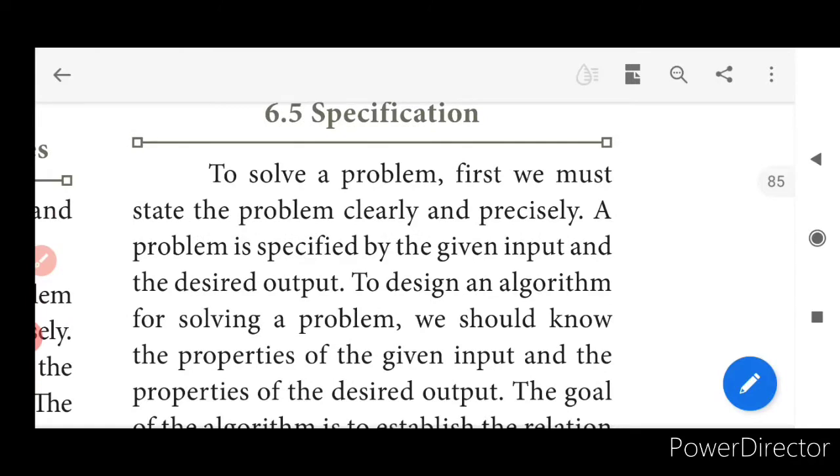Specification. To solve a problem, first we must state the problem clearly and precisely. Next, the problem is specified by given inputs and desired outputs.